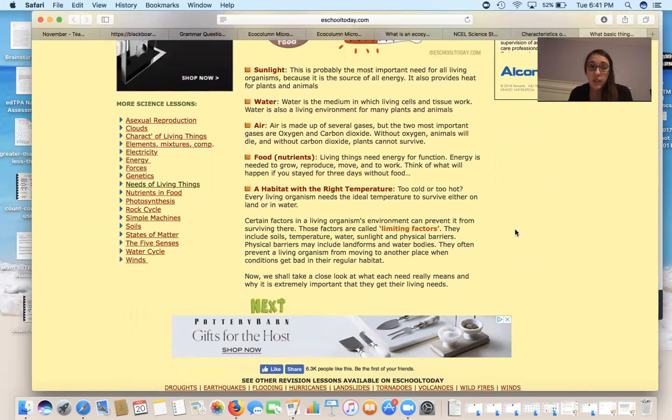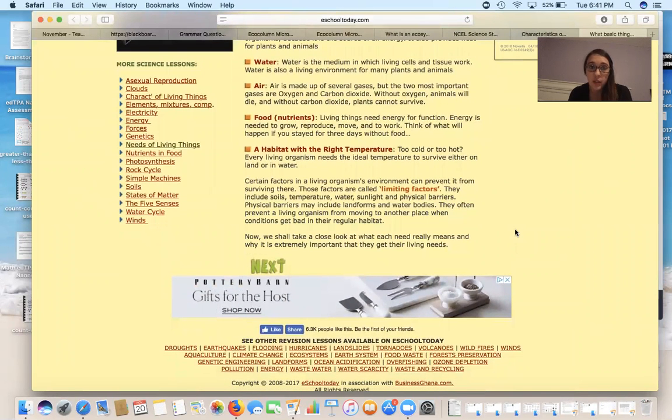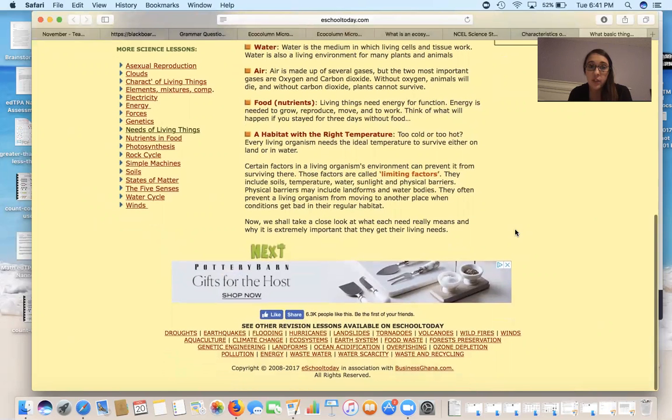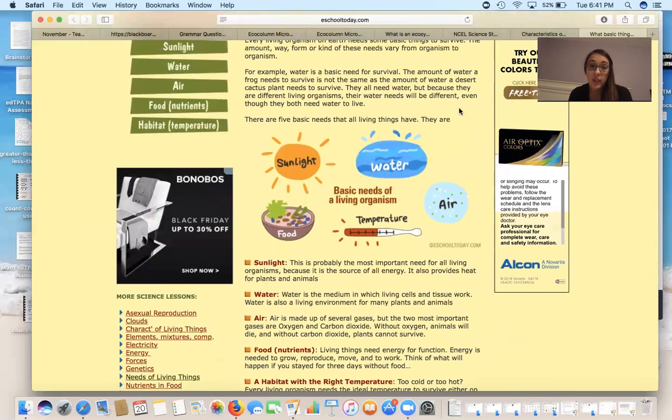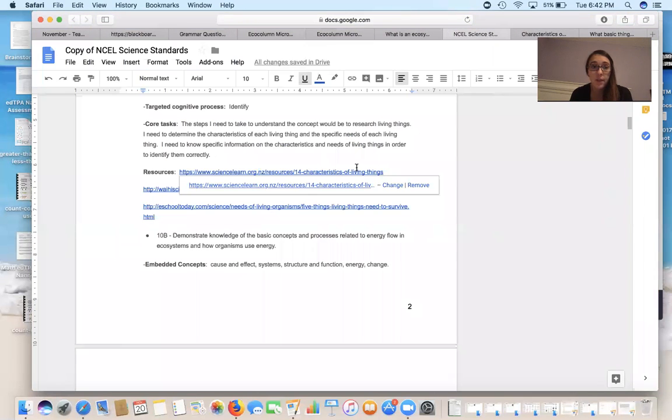Air is the second most important because animals would not be alive without air. They cannot survive. It is one of the most important. Food, living things need energy to function, so food and nutrients also give energy to the living thing. And also, energy is needed to grow, reproduce, move, and to work. So, in order for growth and reproduction to work, living things need their nutrients and need their food. So, you kind of see how all these things work together. Everything affects each other and it affects the processes. It needs all parts of this for the living thing to be alive and to be able to function. And it needs a habitat with the right temperature. Okay. So again, the 5 basic needs are sunlight, food, water, air, temperature. Okay. So there's that. And that was our first standard 10A. Okay. And there's our standard.